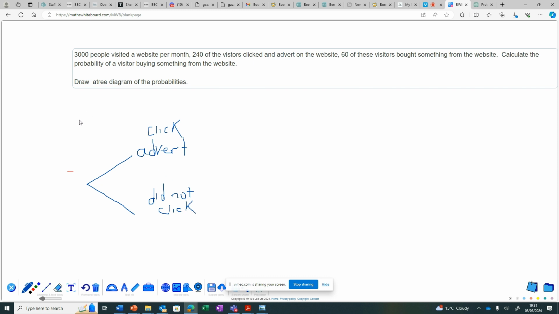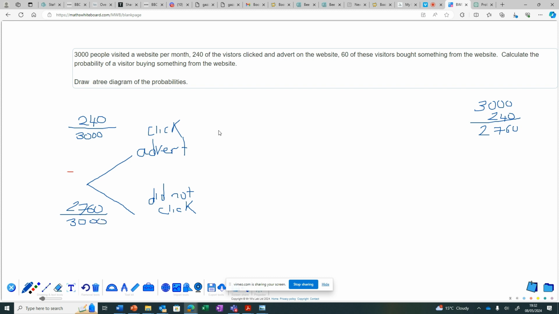So the people who clicked on an advert, there was 240. 240 out of what? Well, 240 out of 3,000 people who actually visited the website. Now, the people who did not click, it doesn't tell me, but if 3,000 visited and 240 clicked, if I take one away from the other, I get 2,760. So 2,760 people did not click on the advert.